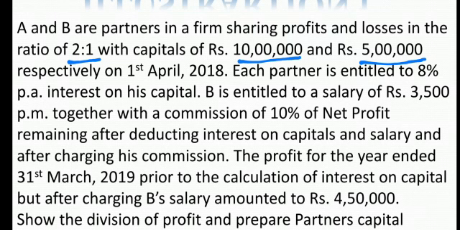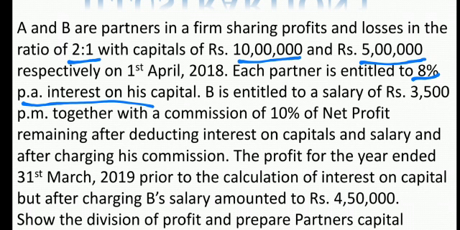Each partner is entitled to 8% per annum interest on capital. Means if we calculate 8% interest, A will get 8% of 10 lakh, means 80,000, and B will get 8% of 5 lakh, means 40,000 by way of interest on capital.